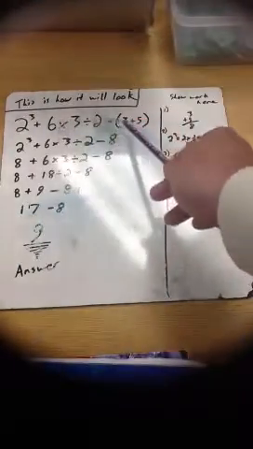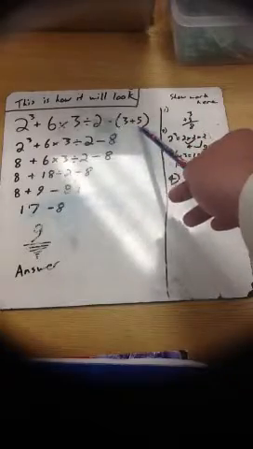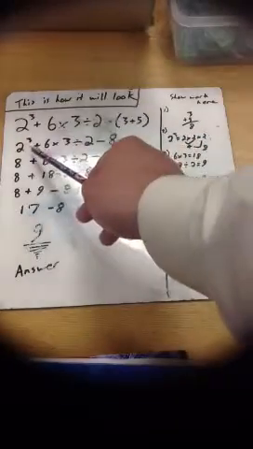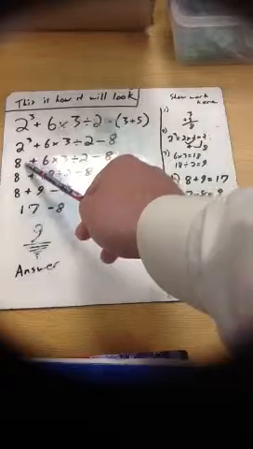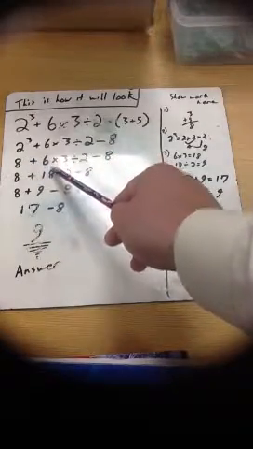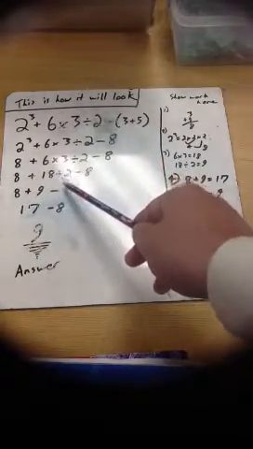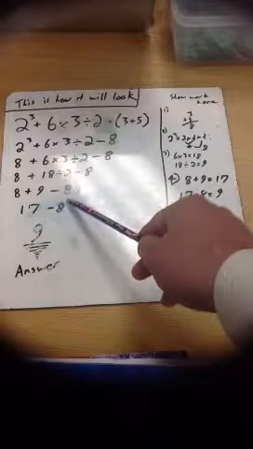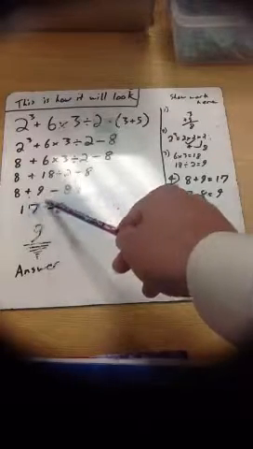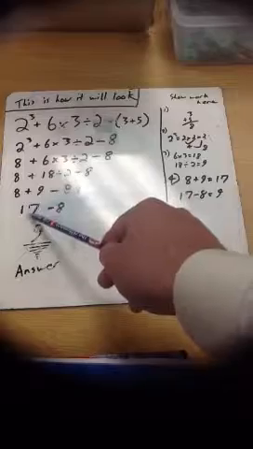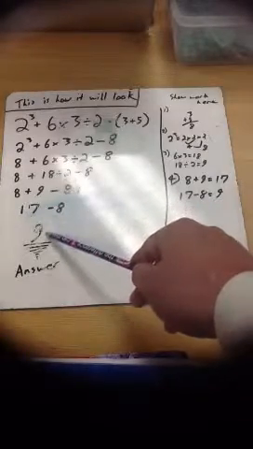Each step, I do my parentheses, change to that 8. I do that exponent, change to that 8. Do that multiplication, change to 18. Do the division, change that to 9. That 9 right there. Do my addition, 17. Do the subtraction, left with 9 as my answer.